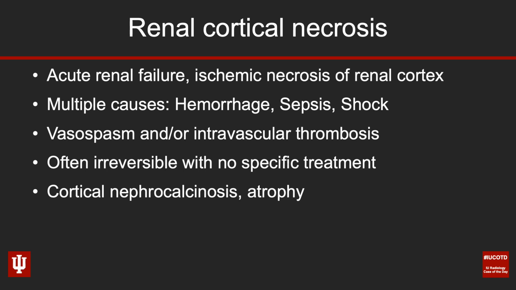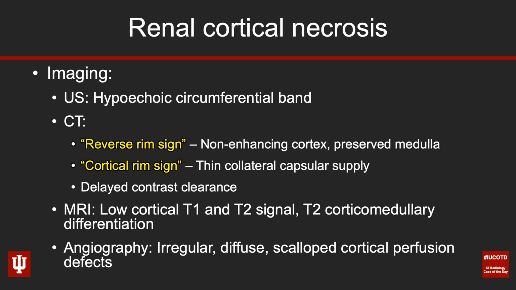Eventually, the necrotic areas can calcify, which would spare the medulla and cause cortical nephrocalcinosis, and the kidneys become atrophic. On ultrasound, renal cortical necrosis can appear as a hypoechoic circumferential band. On CT, there is preserved enhancement of the renal medulla with non-enhancement of the cortex. This is the reverse rim sign.